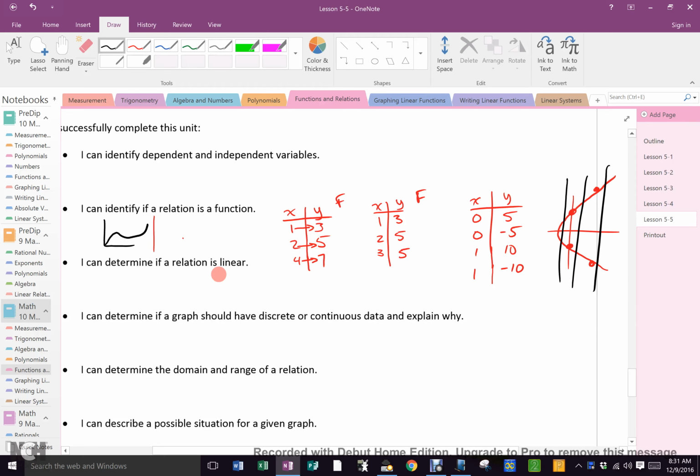Okay. I can determine if a relation is linear. Again, two ways. How do you do it? What makes it linear on a graph? It makes one straight line, right?